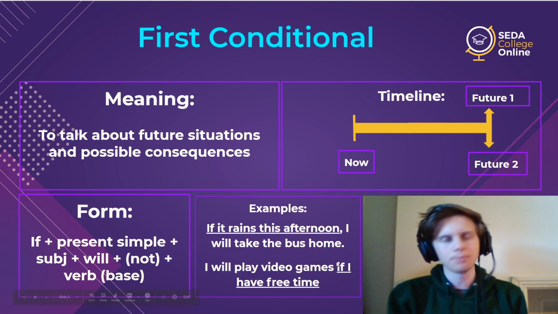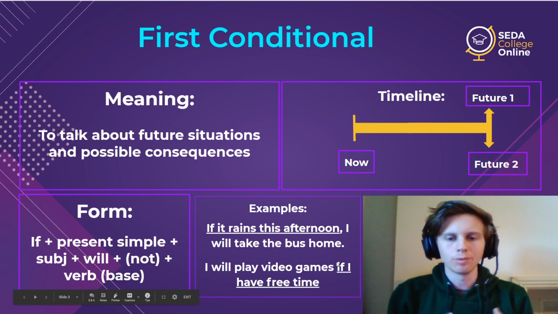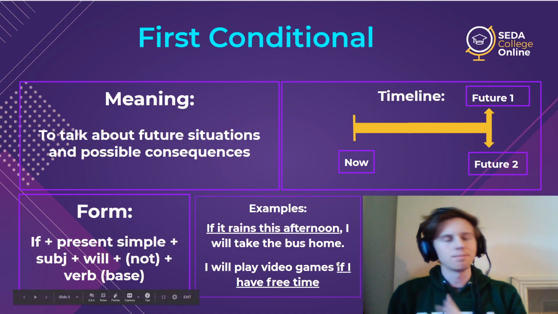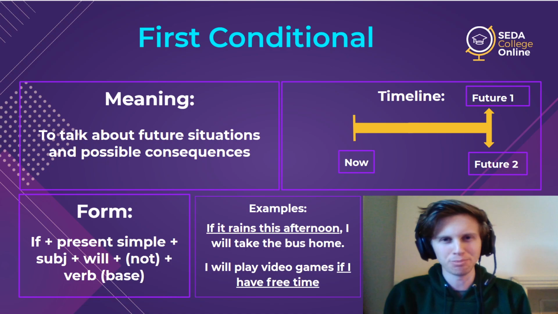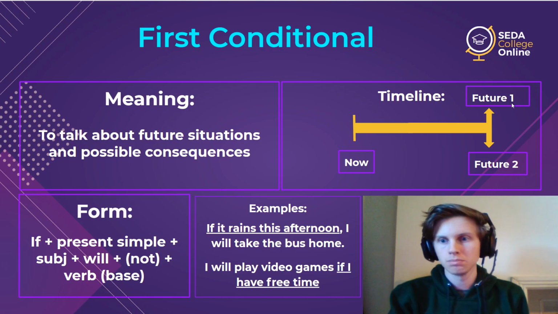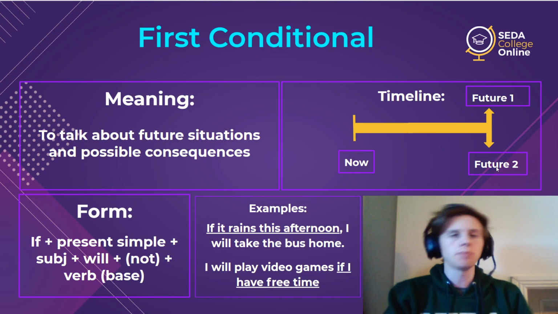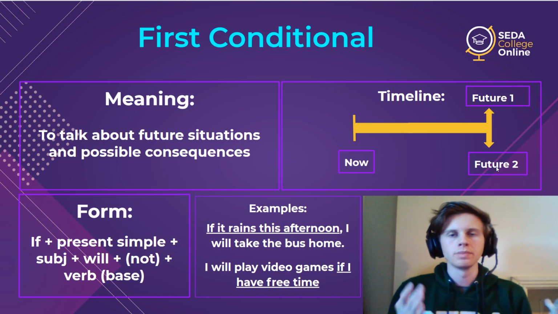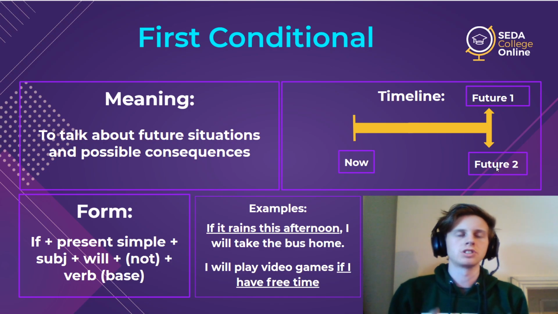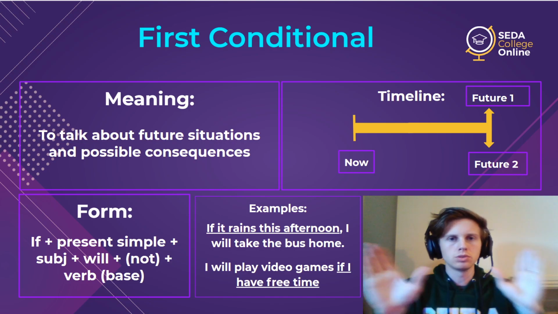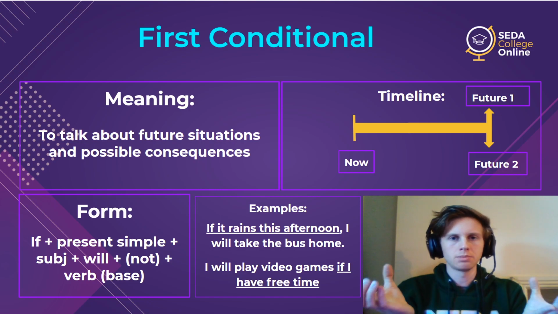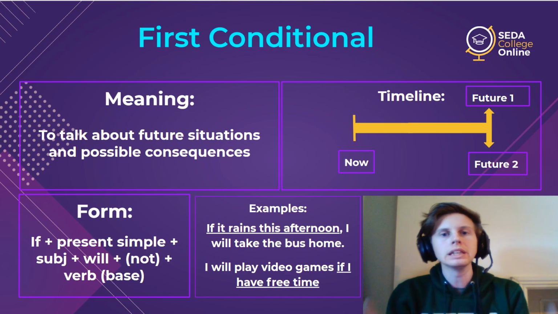Or my other example, this one is for me: I will play video games if I have free time. Always true. I'll always play video games. I'm standing right now and I'm saying, if I have free time, I'll play video games, future one. If I don't have free time, then I'll be working, future two. So that's what the first conditional is talking about. Always those real possibilities. They are likely. You believe they will happen.